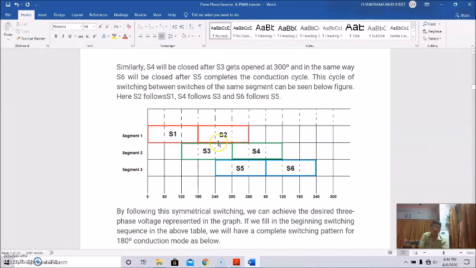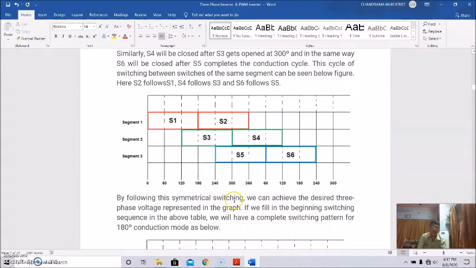So after 180 degrees, S2 for the first segment will be closed, then S4 for the second segment after 300 degrees, and S6 for the third segment will be closed at 60 degrees when S5 opens. By following this symmetrical switching, we can achieve the desired three-phase voltage represented in the graph. If we fill in the beginning switching sequence in the above table, we'll have a complete switching pattern for 180 degree conduction mode as below.